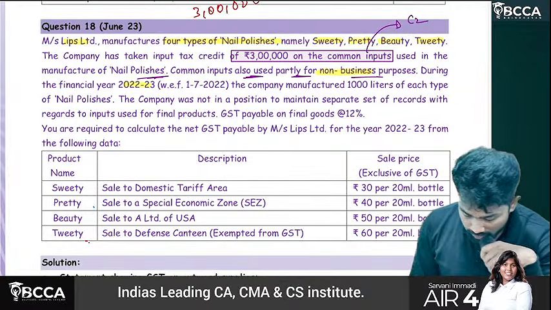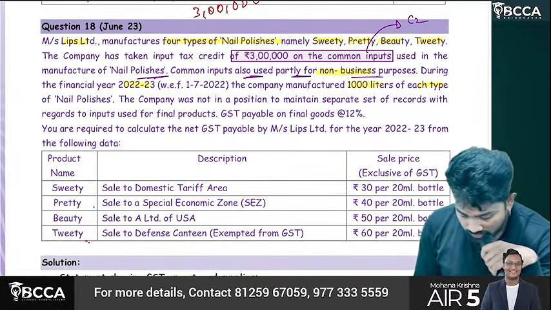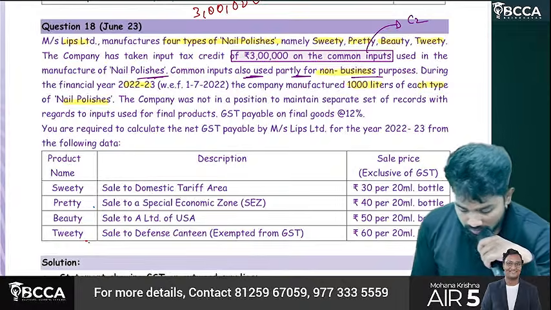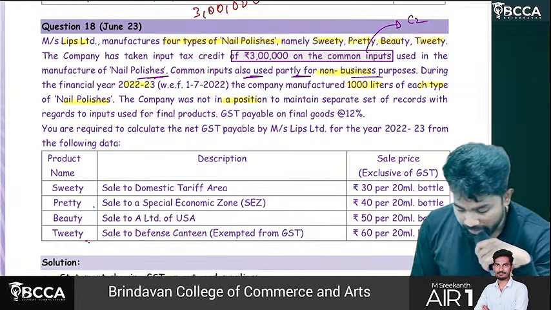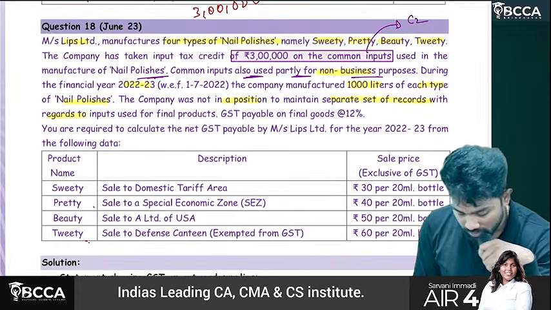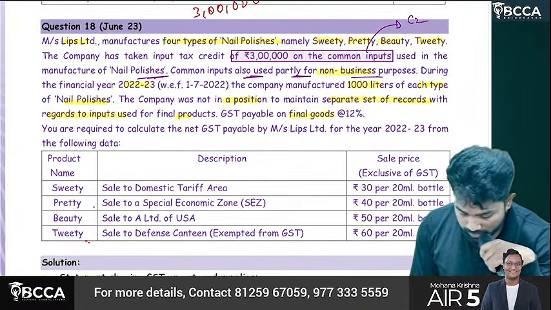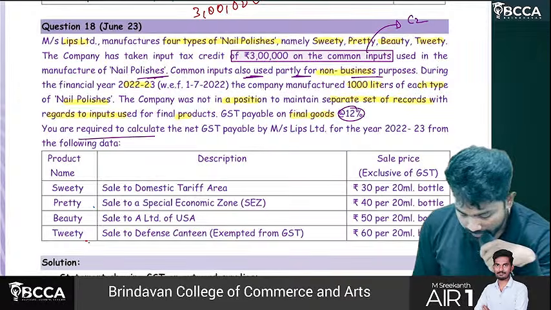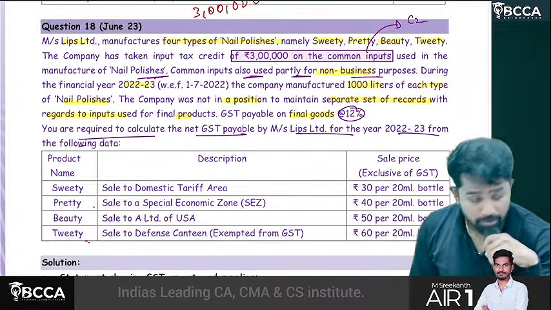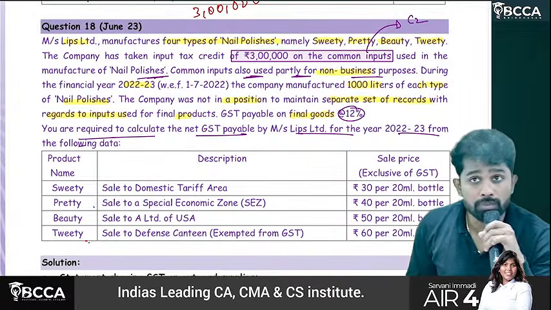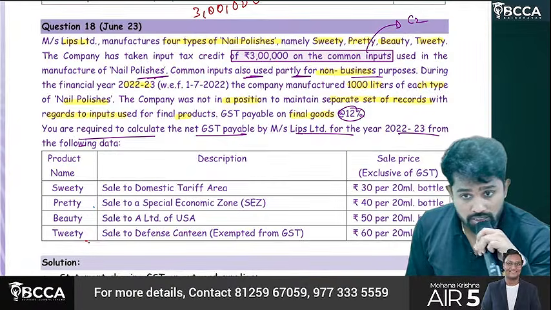During the year, the company manufactured 1,000 liters of each type of nail polish. The company was not in a position to maintain a separate set of records with regards to inputs used for final products. GST payable is at 12%. You are required to calculate the net GST payable. Sir, they didn't ask only ineligible credit. They asked total GST payable.